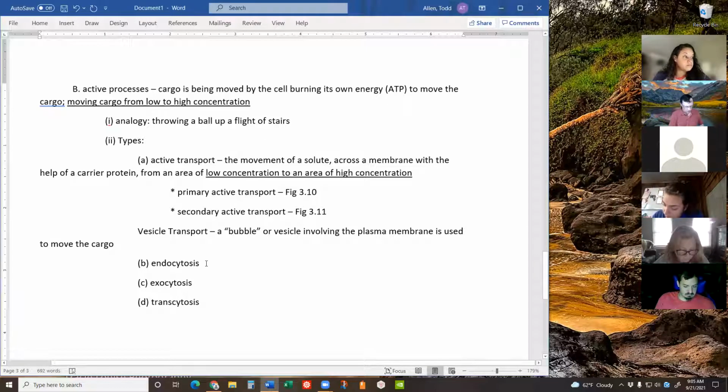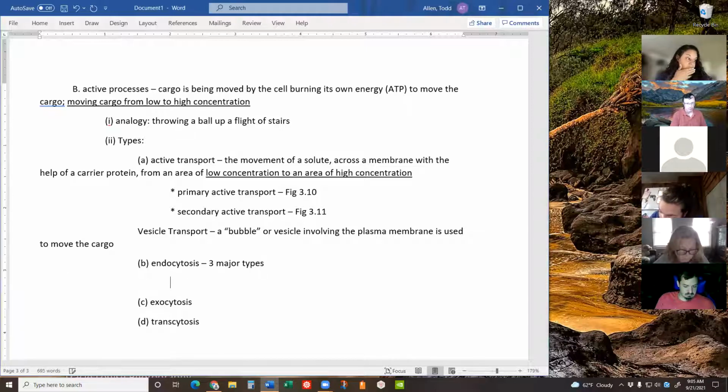With endocytosis, there are three major types, okay? We have, as your book had, receptor-mediated endocytosis of figure 3.12.